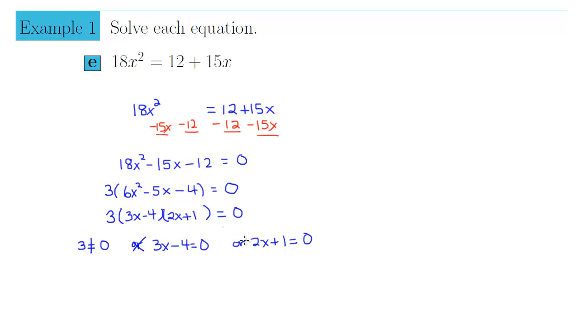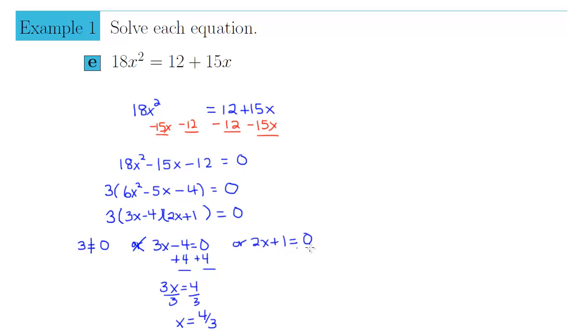3x minus 4 equals 0 and 2x plus 1 equals 0. Well, what will make 3x minus 4 equal to 0? Let's solve for x. Add 4 to both sides first. That gives us 3x equals 4. And then divide by 3 on both sides. That means x is 4/3. If you take 4/3 and substitute it into this quantity, you get 0.